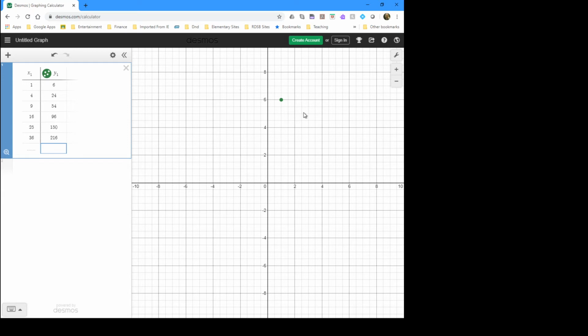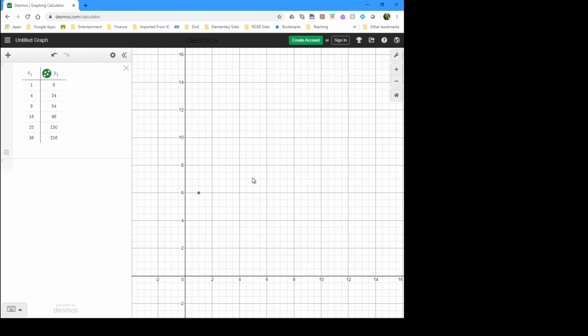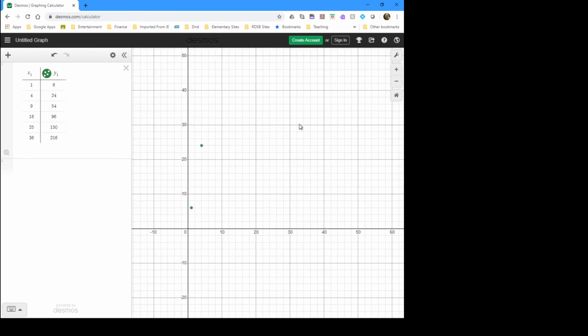Now the problem is we only see one dot here because that's the first dot, 1, 6. The 4, 24 is way off the graph. So the problem here is that we have a scale that isn't correct. Now we can just zoom out. You can click and drag to move the graph over, and we can zoom out to start seeing our points. But what I'd rather do is set up what we call the domain and range of the graph.